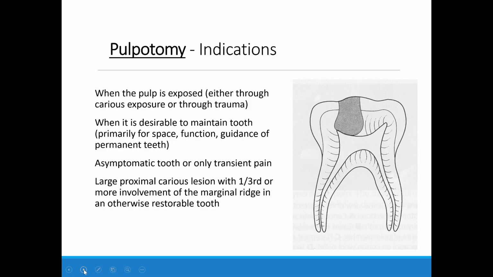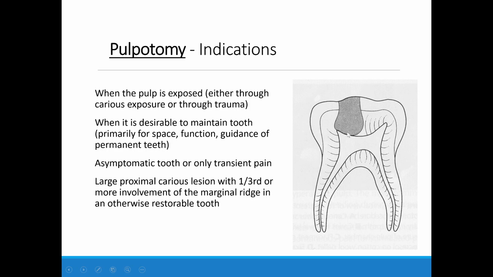Exposure of the pulp through carious exposure or through trauma. When it's desirable to maintain the tooth, for example, primarily for space, function, guidance of permanent teeth; asymptomatic tooth or only transient pain. Very, very important, please remember this: if we have acute pain, acute inflammation, we can't use this method of pulpotomy. Large proximal carious lesion with 1/3 or more involvement of the marginal ridge in an otherwise restorable tooth.